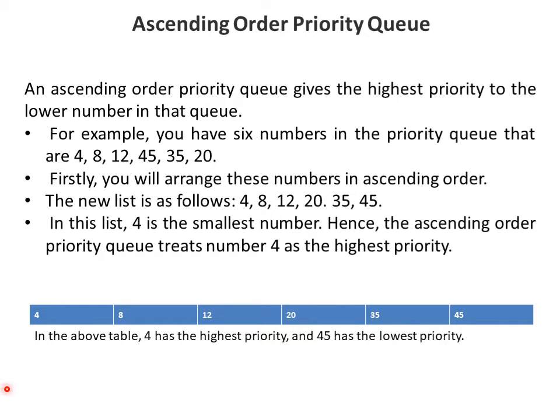Here in this diagram you can see 4 as the highest priority and 45 as the lowest priority, which is at the rear end.